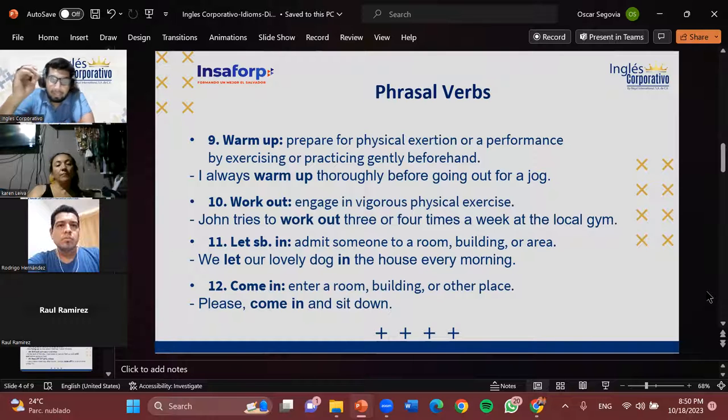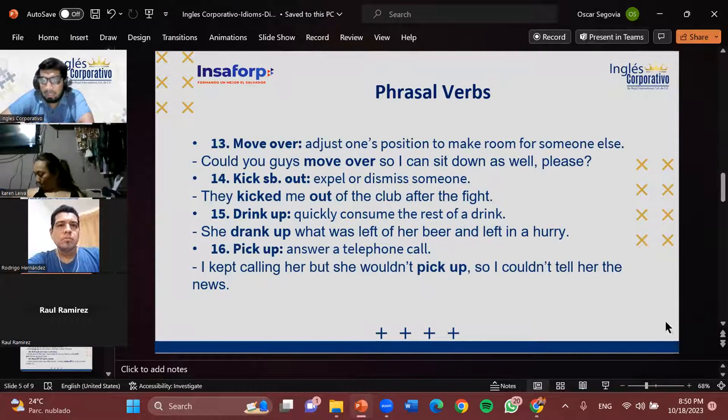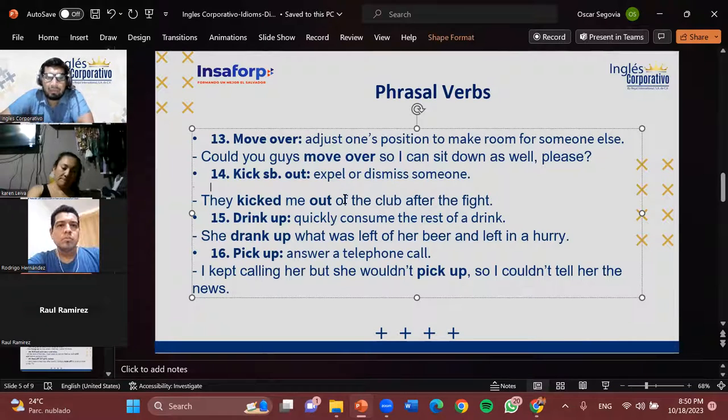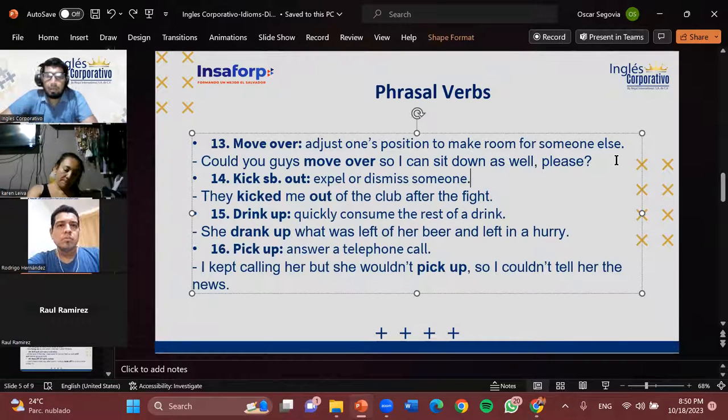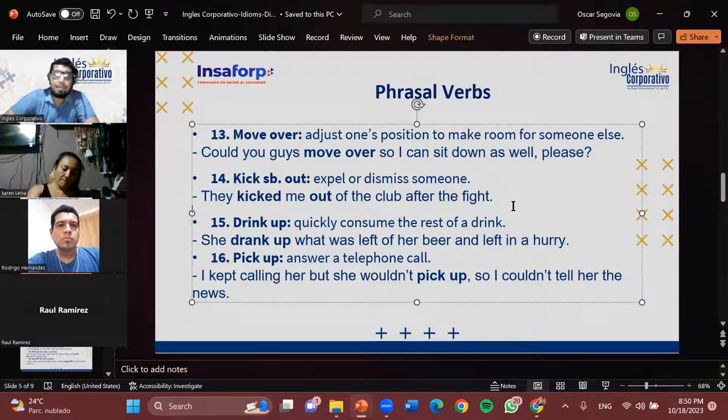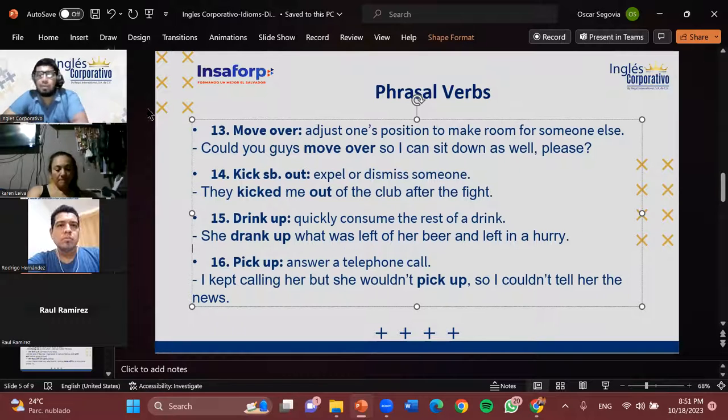Kind of, you are basically, to some extent, pushing this person to do the action. So: let, allow; come in, invite. All right. Now we have move over, kick out, drink up, and pick up. So those are the ones here.